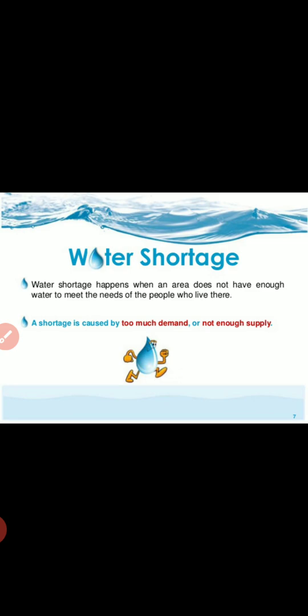Then water shortage. As you know, due to overpopulation the demand for water increases, so we are facing a lot of water shortage. Water shortage happens when an area does not have enough water to meet the needs of the people who live there. A shortage is caused by too much demand or not enough supply. Both are causes of water shortage.